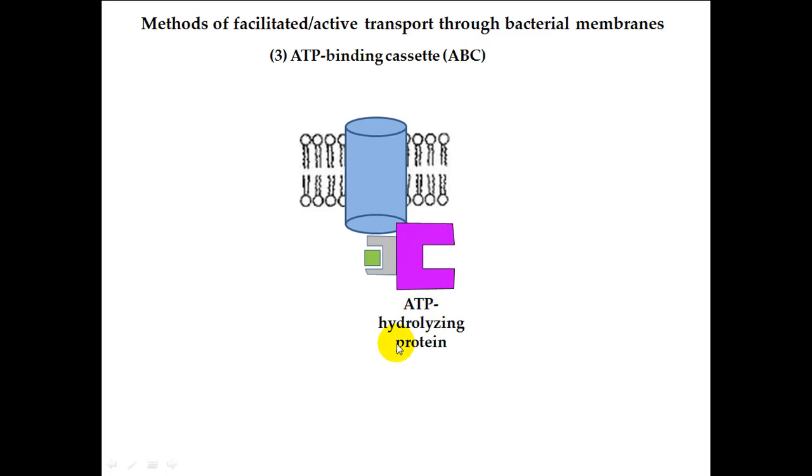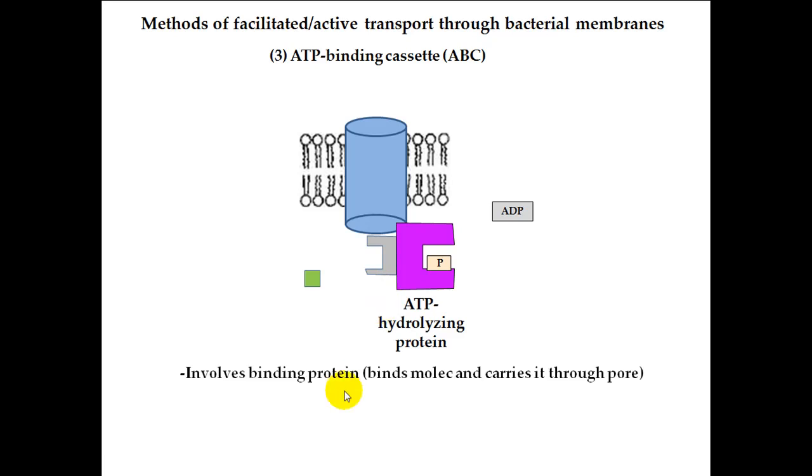What this ATP hydrolyzing protein does is that it grabs a hold of an ATP molecule and hydrolyzes one of the phosphates off of it, so that you end up getting a phosphate group and an adenosine diphosphate left over. The energy that's released when that ATP is hydrolyzed is used to change the shape of this purple protein, which then changes the shape of the binding protein, which then allows that molecule to be released to the inside of the cell. So ATP binding cassette involves a few different proteins, and we'll sum that up here.